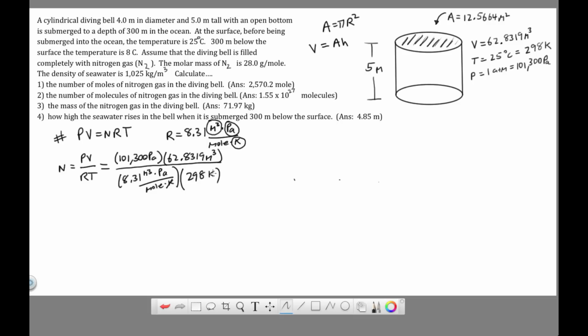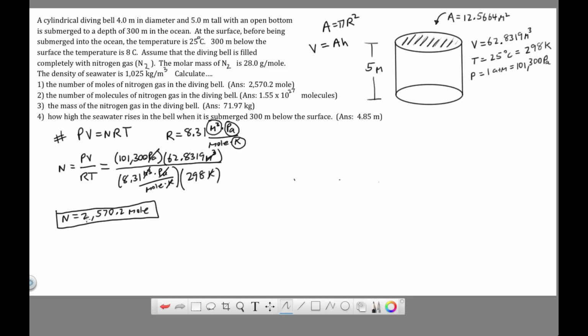So the kelvins cancel out, cubic meter cancels out, pascals cancel out, and we're left with mole, which is in the denominator of the denominator, which is the same as the numerator. And this gives us an answer of 2,570.2 moles. And that's the answer to the first question.